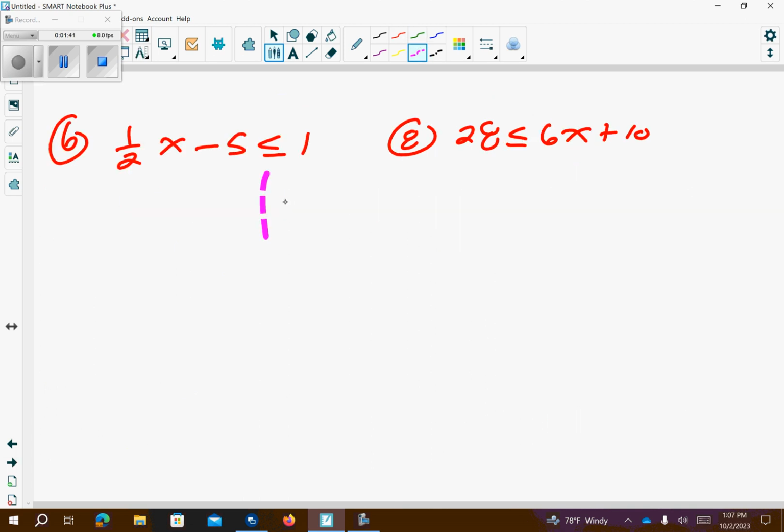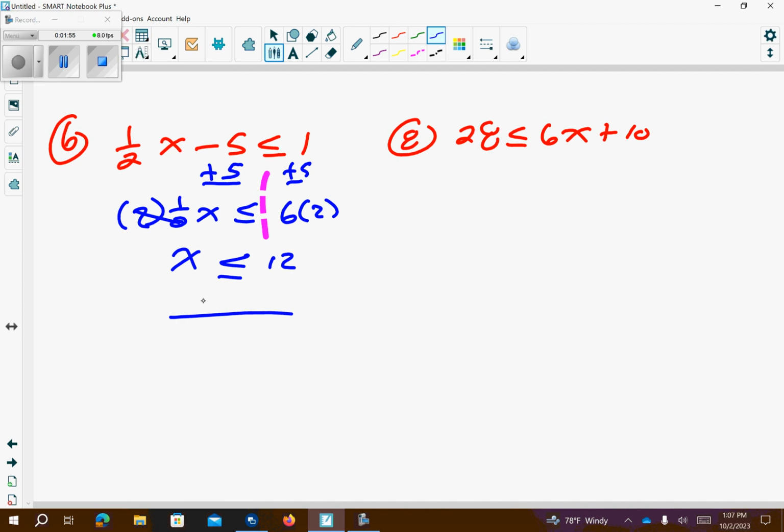For this problem, let's go ahead and add 5 to both sides first. So I get 1/2 x is less than or equal to 6. Multiply both sides by 2. Those cancel. X is less than or equal to 12. So on a number line, you have 0 here, you have 12 here. Solid dot going left. So that's going to negative infinity. So negative infinity to 12.